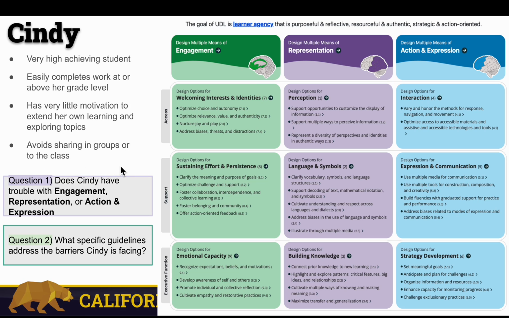It says she avoids sharing in groups or to the class. So that means that although she gets her work done, there are some challenges here with action and expression. So there's potential here for us to remove some of those barriers, either here through expression and communication, build fluencies with graduated support for performance and practice, address biases related to modes of expression and communication, strategy development, set meaningful goals, anticipate and plan for challenges, organize information and resources. So again, different ways that we could address it, but very different barriers and needs than Alex.